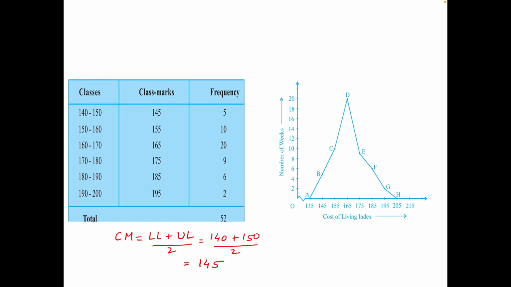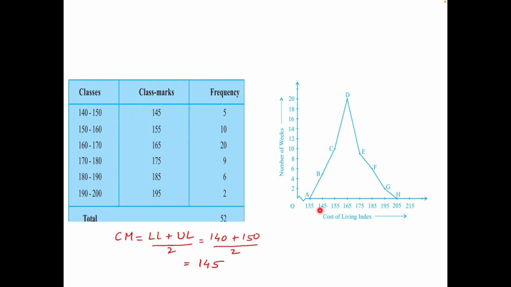Now since the class size, that means the class width, is 10 and it is uniform, I can simply add 10 to each class mark to get the next class mark. For example, 145 plus 10 is 155, then 165, 175. Now these class marks are taken on the x-axis, and frequency, that means number of weeks, on the y-axis, and as you see my class mark starts with 145.